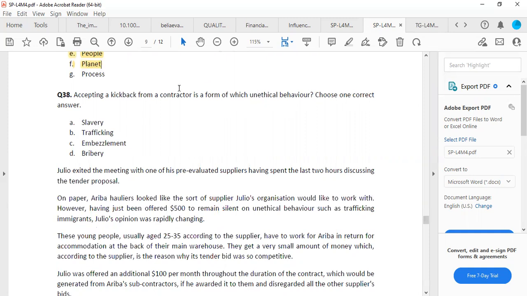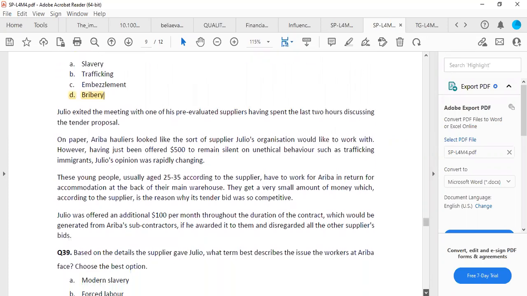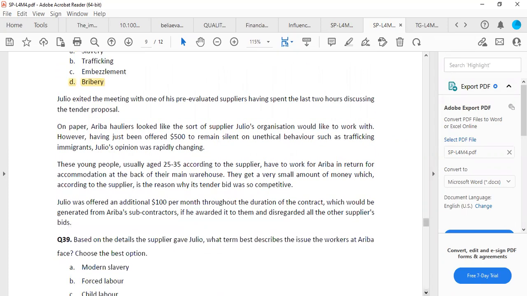Question 38. Accepting a kickback from a contractor is a form of which unethical behavior? Choose 1 correct answer. Accepting kickback from a contractor. Bribery. Okay, bribery.